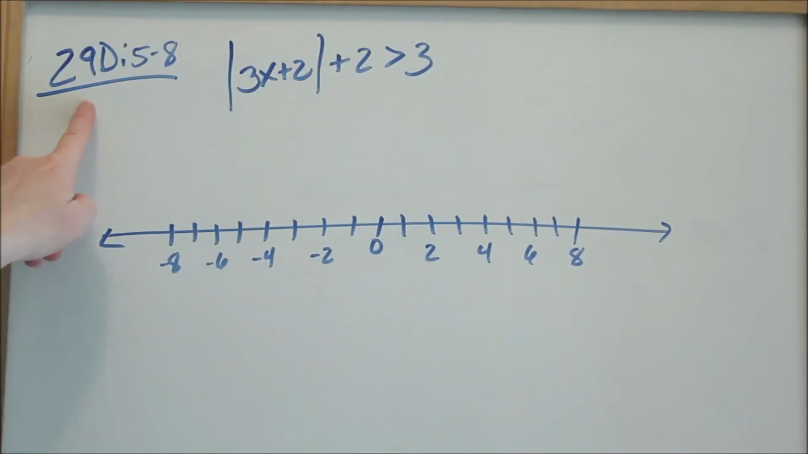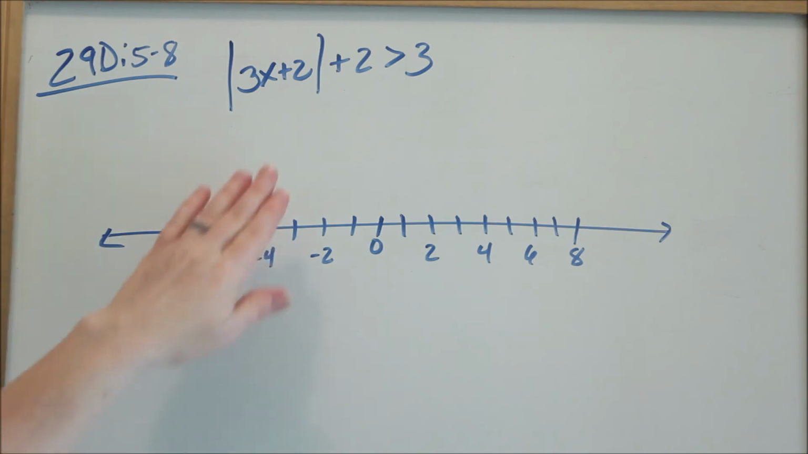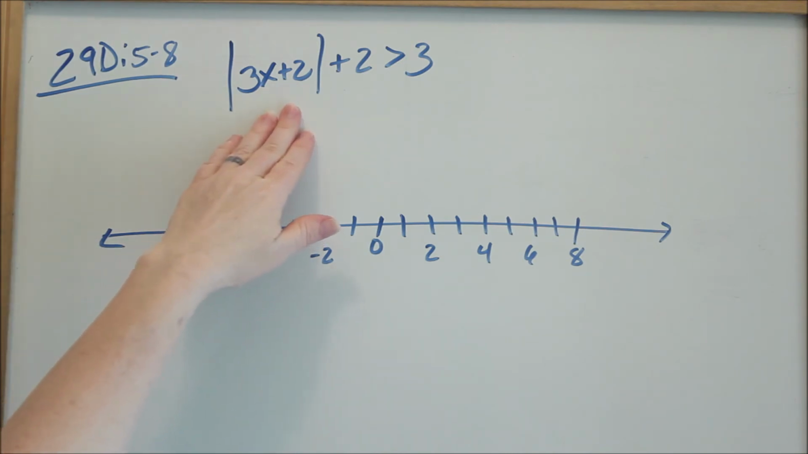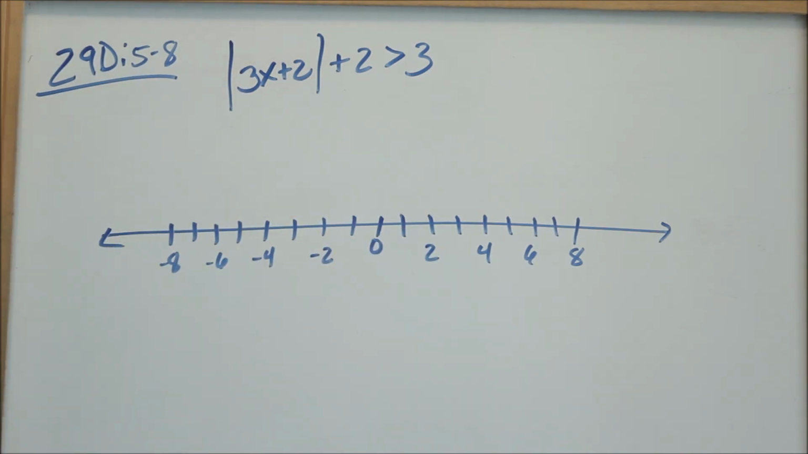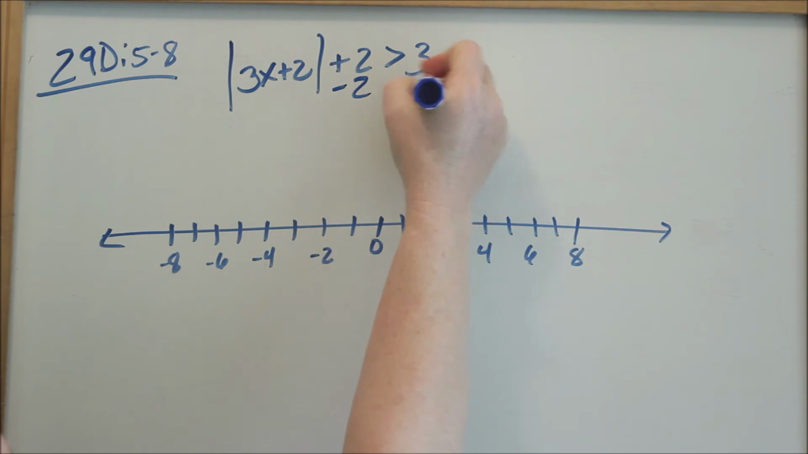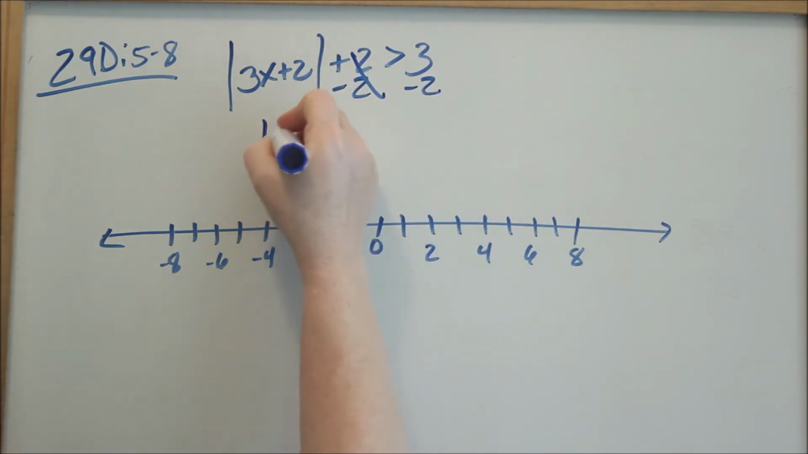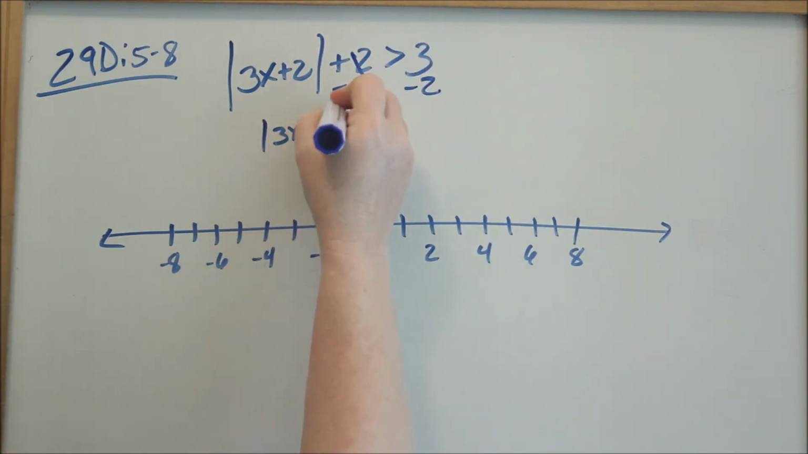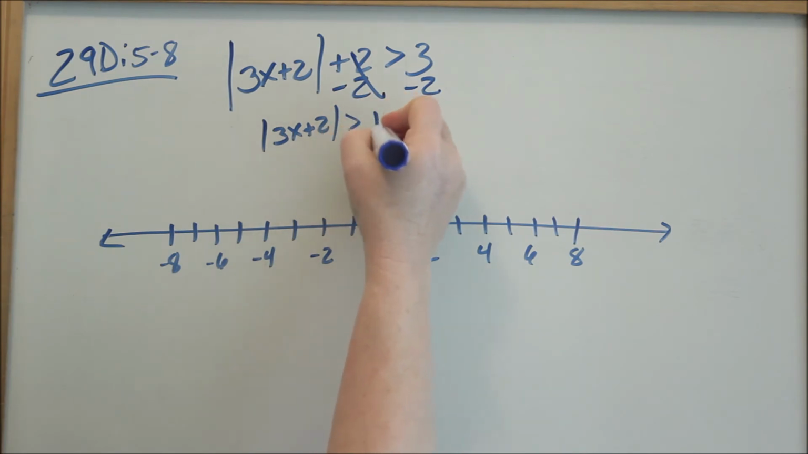Okay, now we're looking at 29D, 5 through 8. Remember, the goal is to only have absolute value on one side, numbers on the other side. So therefore we need to subtract this 2 over. So then we have the absolute value of 3x plus 2 is greater than 1.